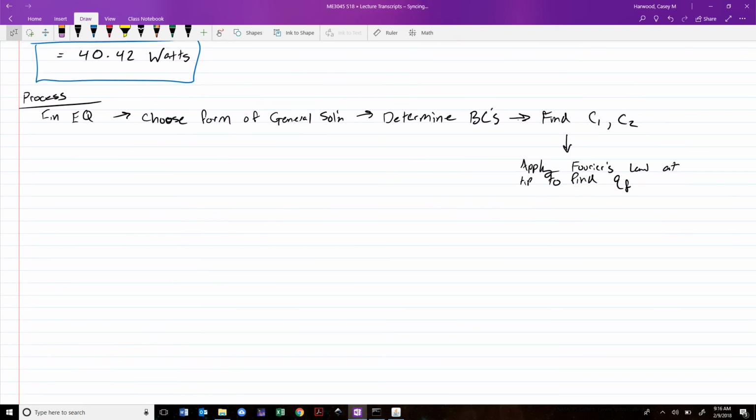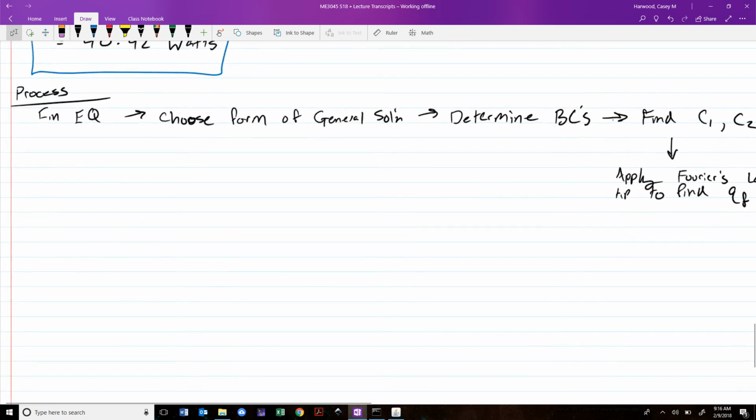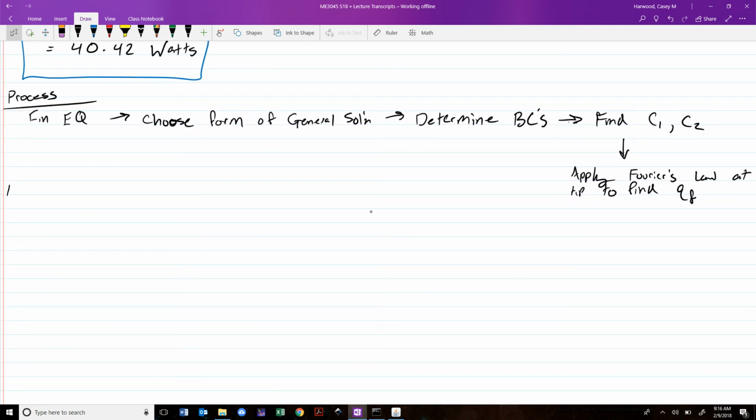So the last few little things I wanted to cover are the simple ways people often describe the performance of fins. All right, so these are fin performance metrics. There are really two.